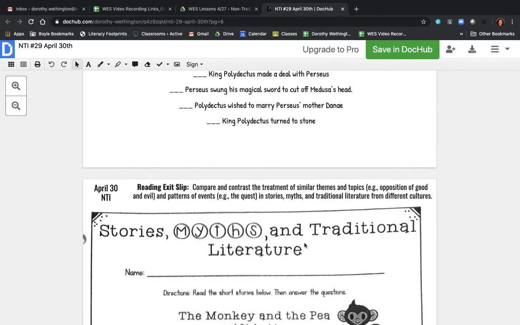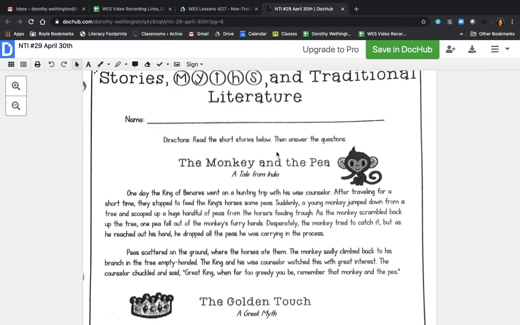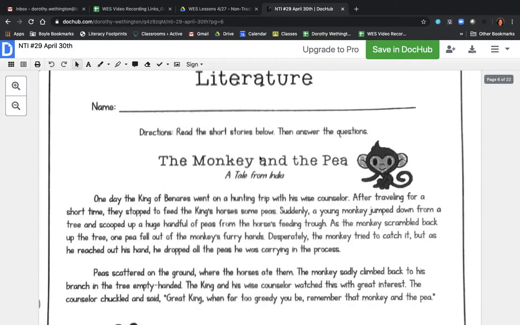Stories, myths, and traditional literature. Directions: Read the short stories below and then answer the questions. The Monkey and the Pea, a tale from India.